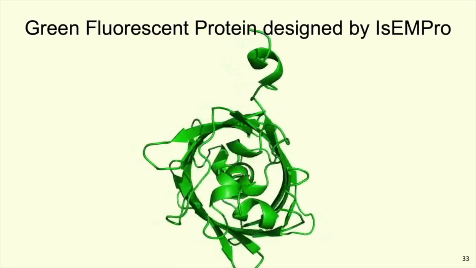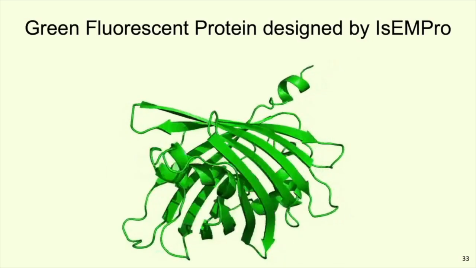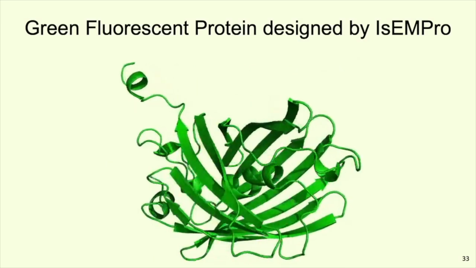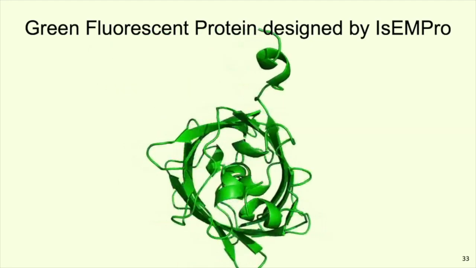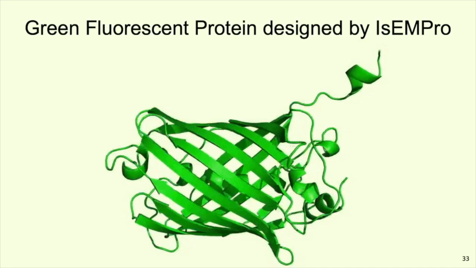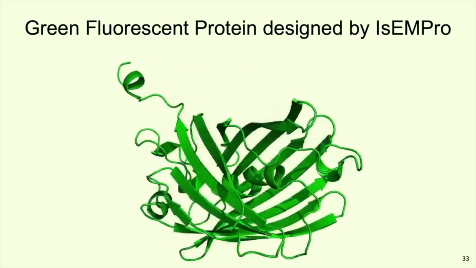If you are curious about the actual protein generated by this algorithm, this is one example. This is one real case we designed using ESM Pro. This is a green fluorescent protein. It can already exhibit the green light.